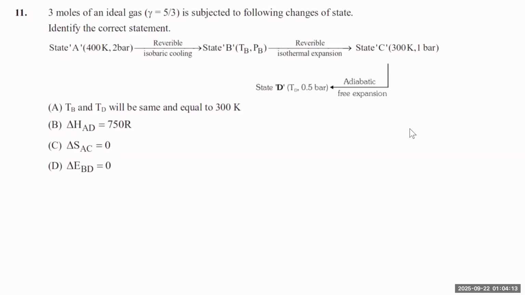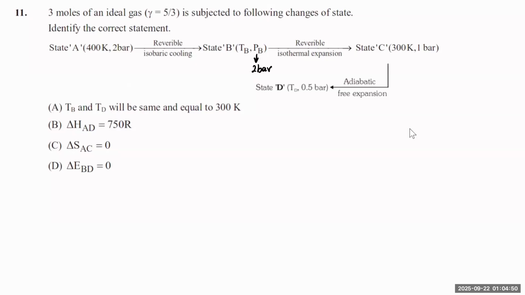So let's see one by one. What are we doing? Reversible isobaric cooling. That means the pressure is the same here. Pressure is the same, and we are talking about ideal gas only. So from this temperature and pressure with this number of moles, if you are keeping the pressure constant, here PB will be the same as that of 2 bar. Here this will be 2 bar only.